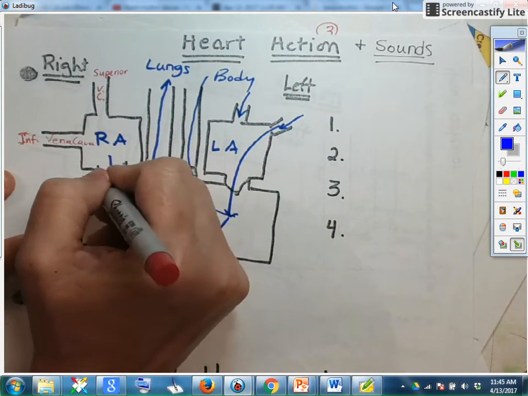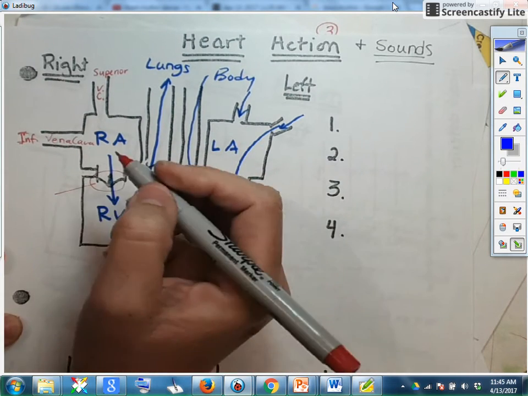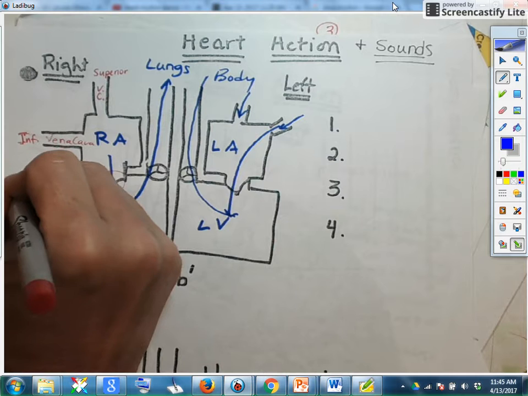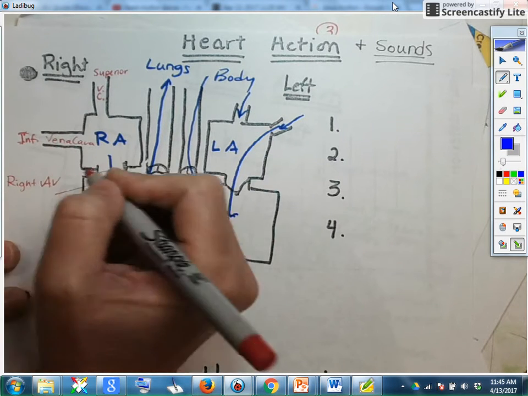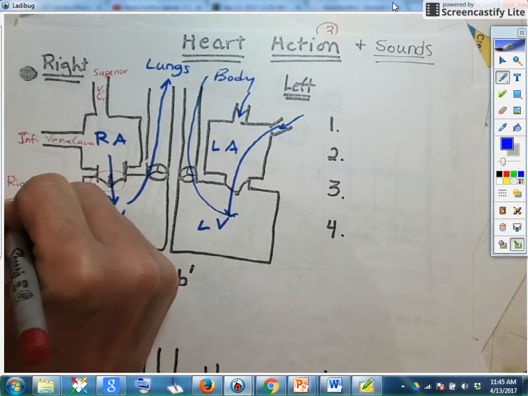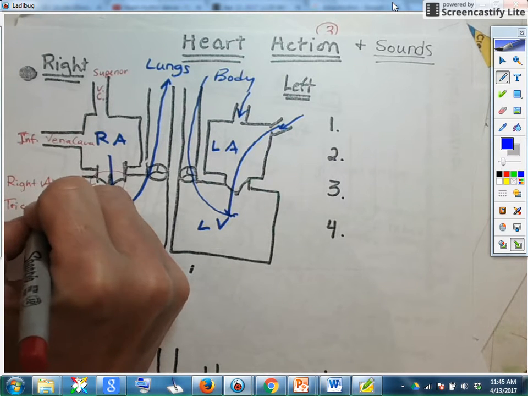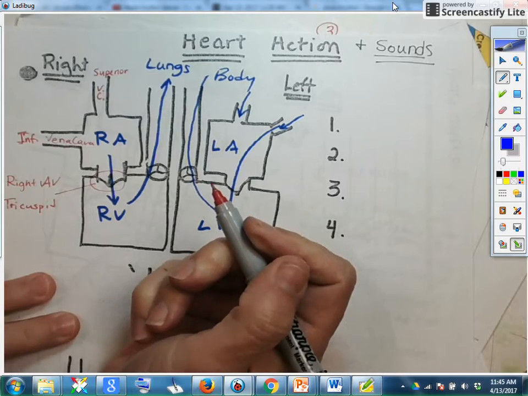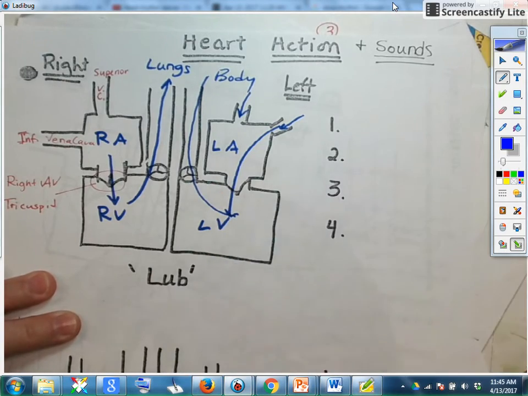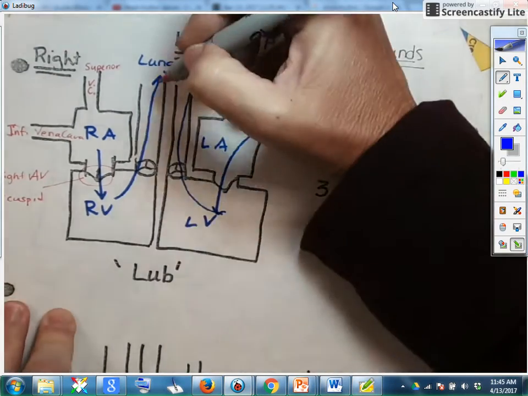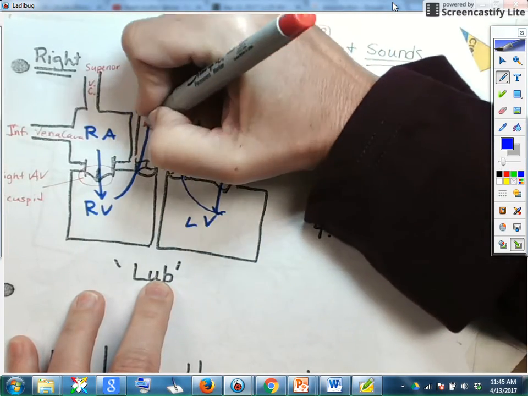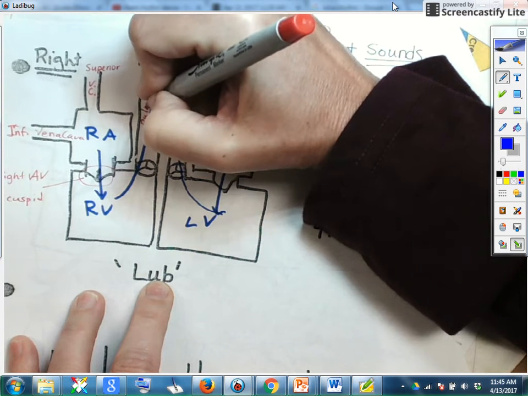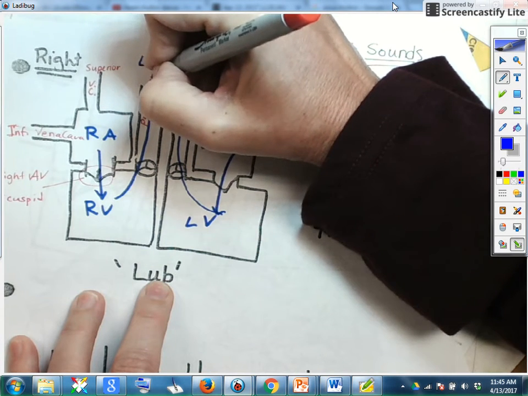The blood goes through this valve here. This valve is the right AV valve, right? Atrioventricular valve, or we could call it the tricuspid valve. On this side, the blood is going to the lungs and has to get there through this blood vessel. This is the pulmonary artery.